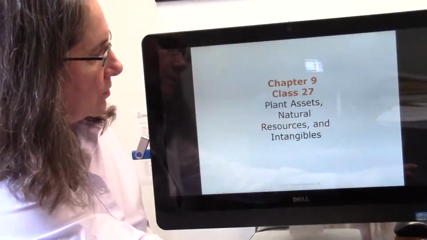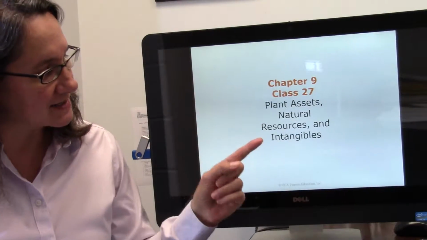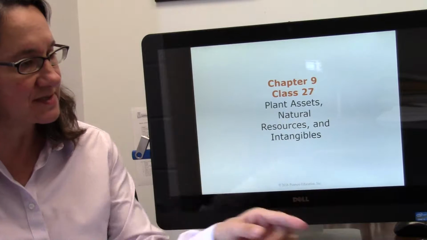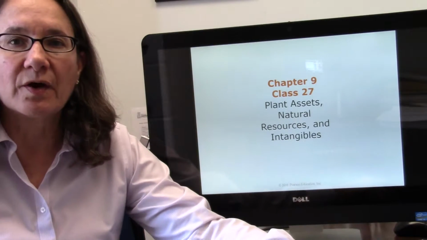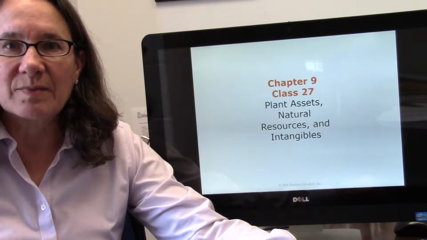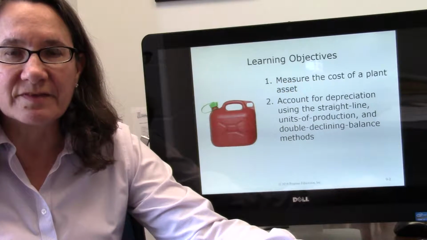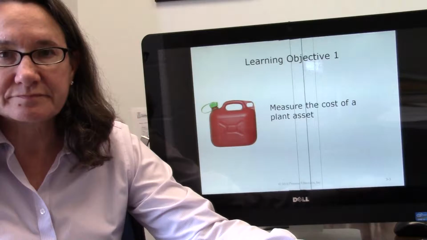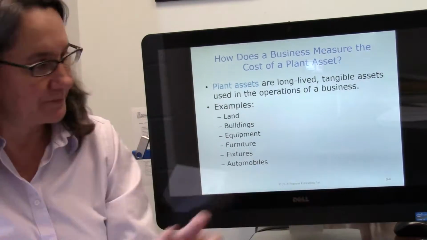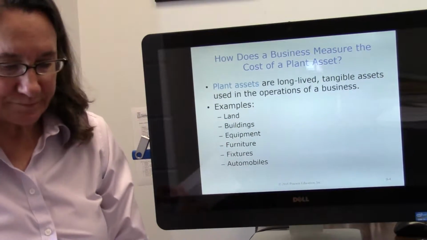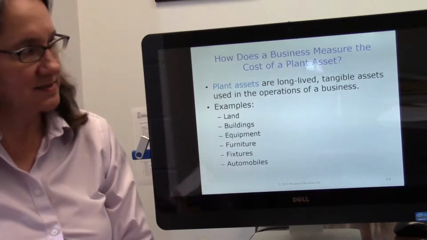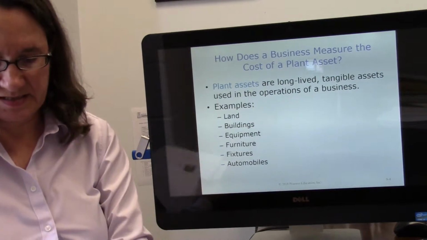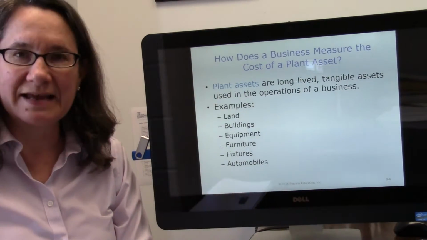Alright, so we are up to plant assets, natural resources, and intangibles. So I'm gonna talk about the important stuff, the things that make the money for the company, big ticket items. Alright, so how does a business measure the cost of a plant asset?